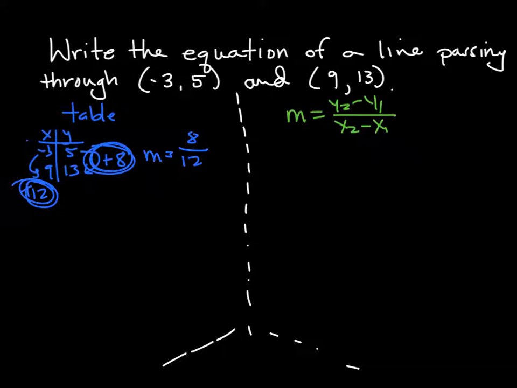Now, from here, you should always reduce, because m is a unit rate of change, which means it is a simplified fraction. So in this case, I get 2/3. So m is now 2/3.